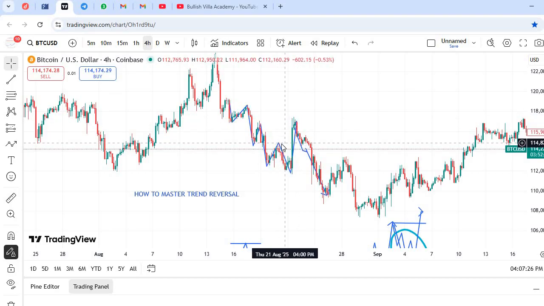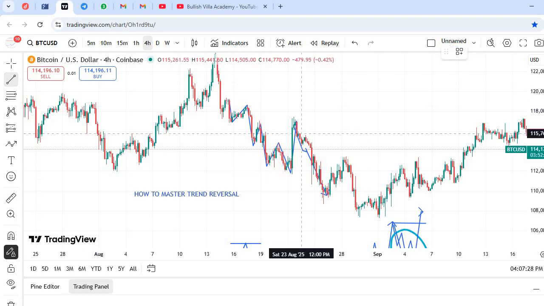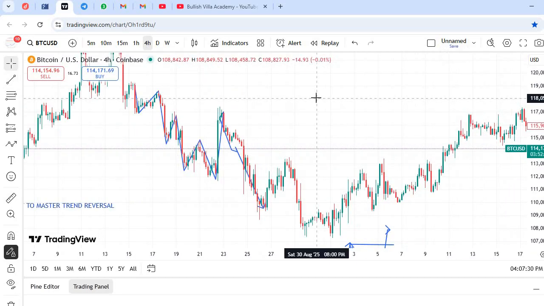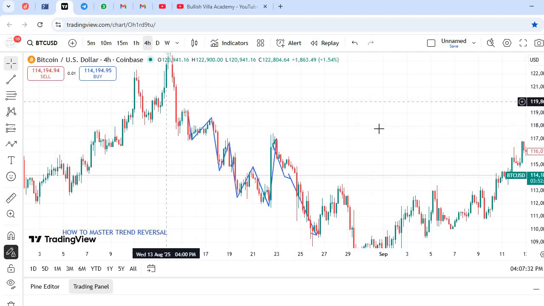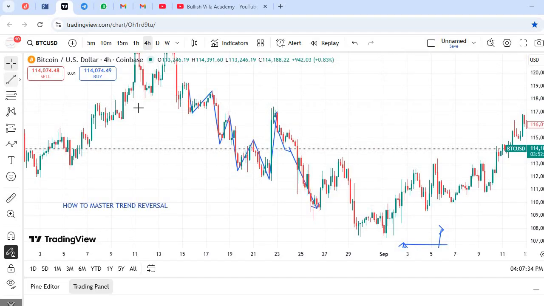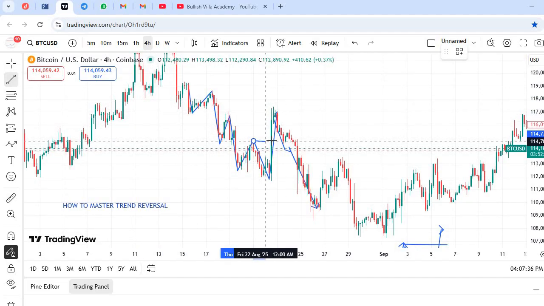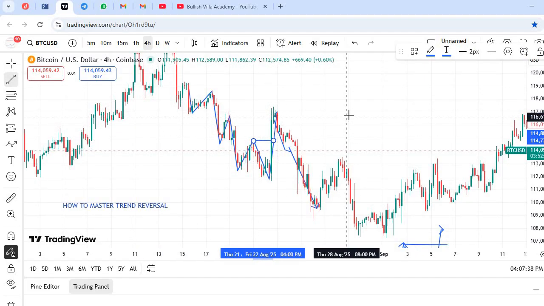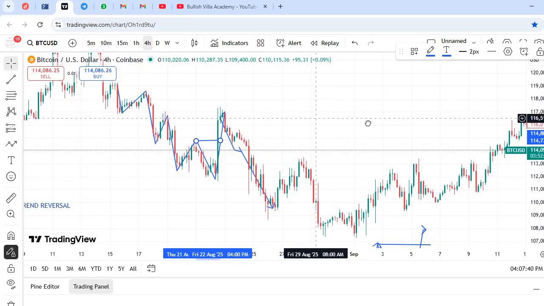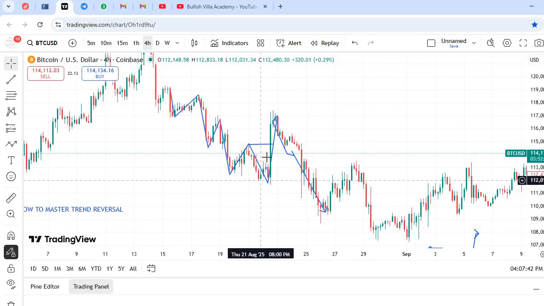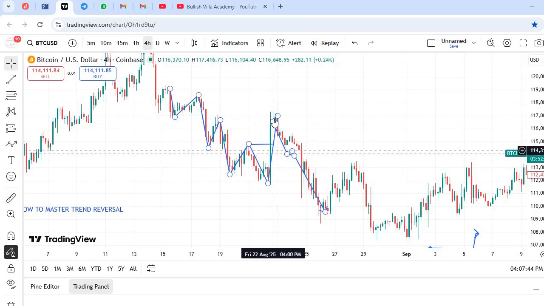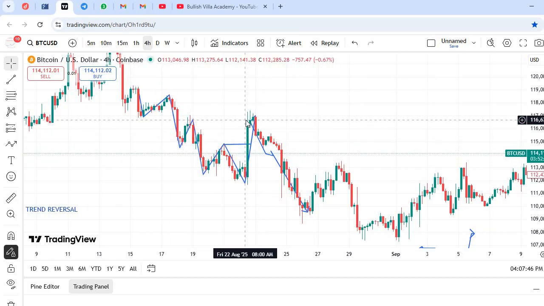Normally, this high is meant to be protected. Let me zoom in. This high is supposed to be protected. So the price came, and you can even see the candle. This is a Marubozu candle. There's a lot of pressure in this candle.